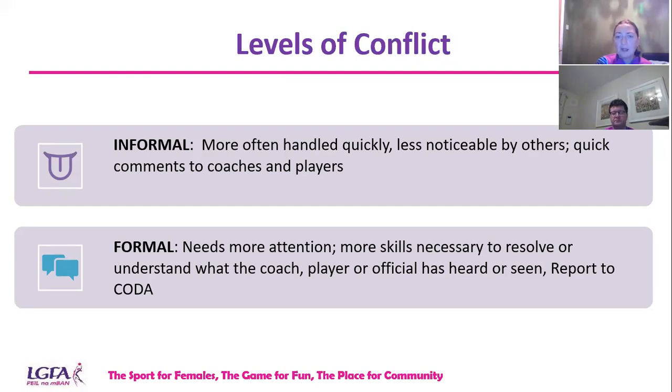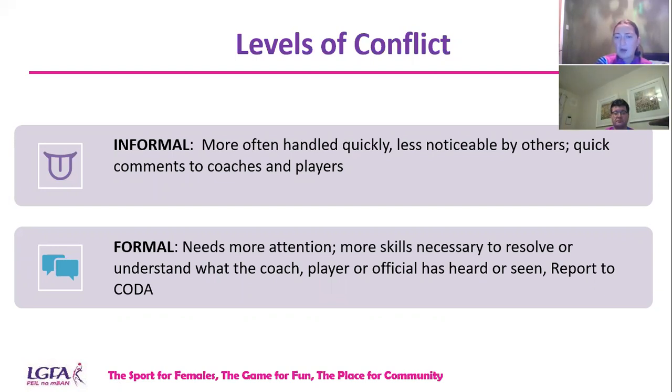And we have covered a lot of this. The informal conflict is more often handled quickly, less notable by others. Quick comment to a coach and player. So it's something that you can resolve by a look, a word, a quiet word as you walk past, maybe a signal, maybe talking to a mentor at halftime, or at a water break really quickly and saying, look, that's enough. That can diffuse it, and it's more informal.